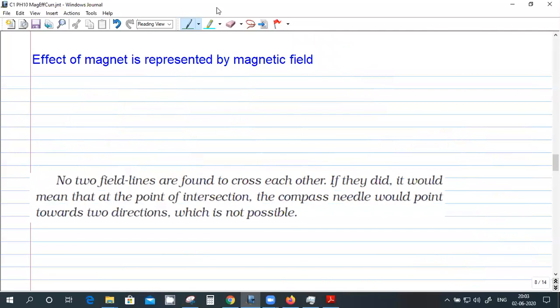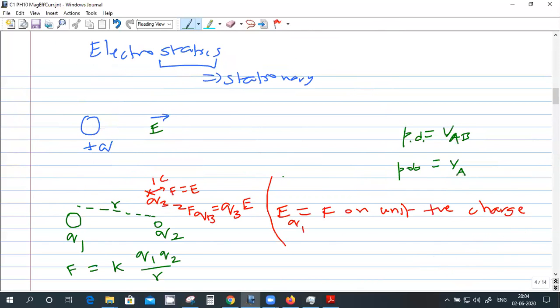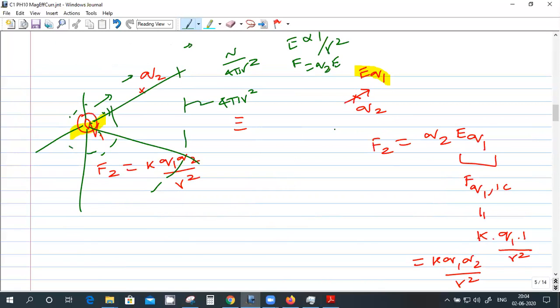So the effect of a magnet is represented by the magnetic field. Once you take the magnetic field, you have to forget the source of the magnetic field, which is the magnet. Here for magnet one, I have put the field, so after that I have to remove the magnet. The effect of the magnet is being captured by the field. Same thing we do for the charges. Once I put the field E Q1, there is no charge here.